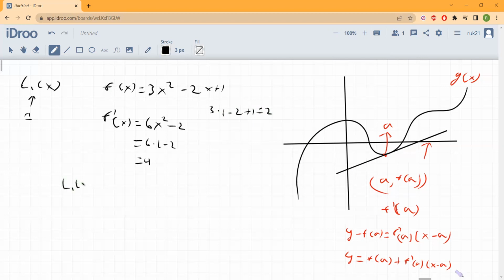So L1 at x is going to equal, and I made a mistake here, this is 2, because f at A is 2, plus 4, which is f prime at A, times x minus 1, because that's where our point is. And there you go. We have our linearization for the function f of x.